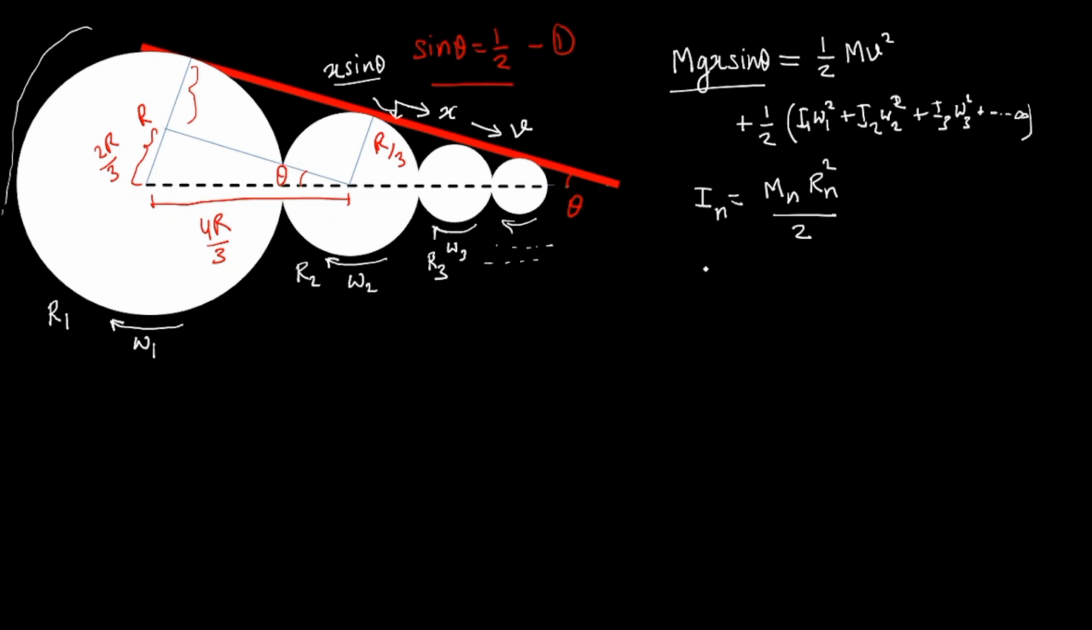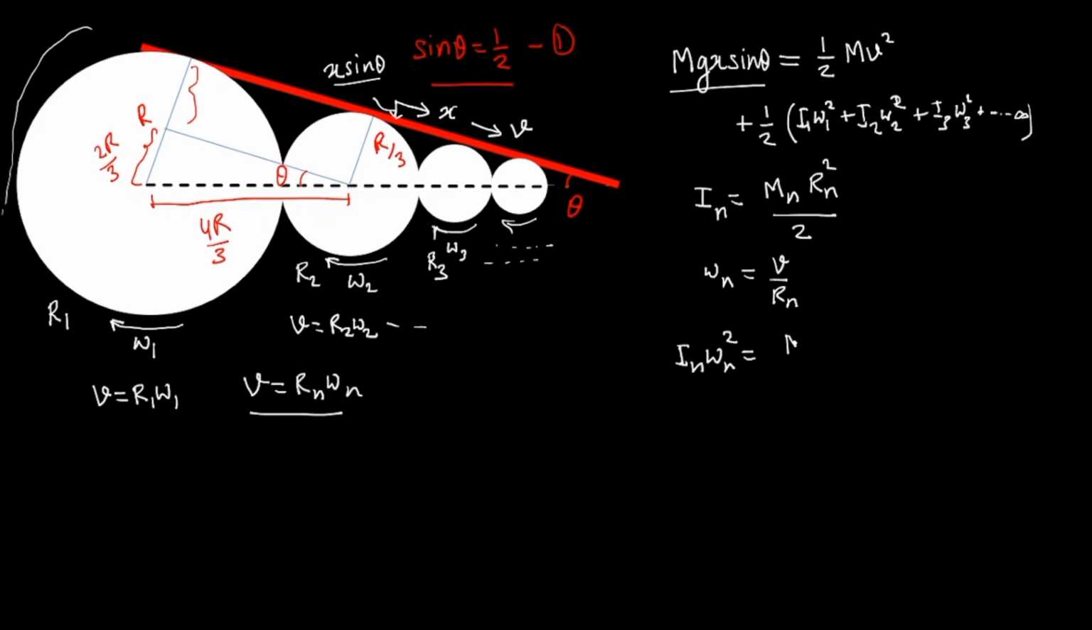And omega n will be what? You see from here, every disk will satisfy V is equal to R1 omega 1. Similarly, this disk will satisfy V is equal to R2 omega 2. That means every disk will satisfy V is equal to Rn omega n, isn't it? So omega n is V upon Rn. So half In omega n square will become what?